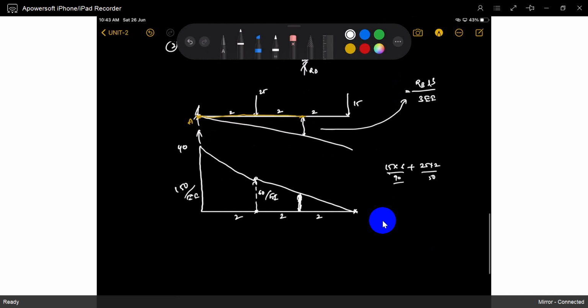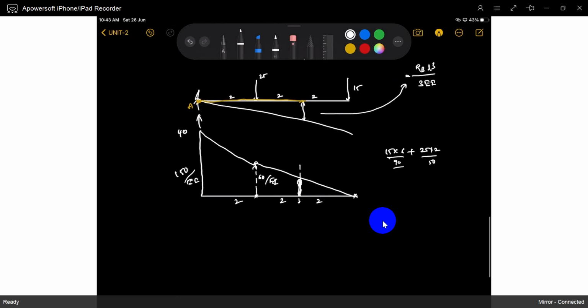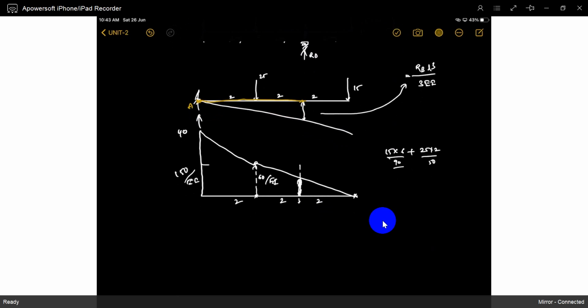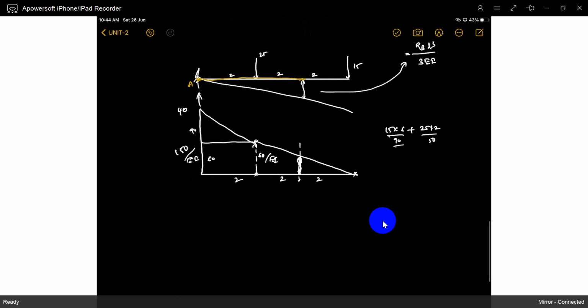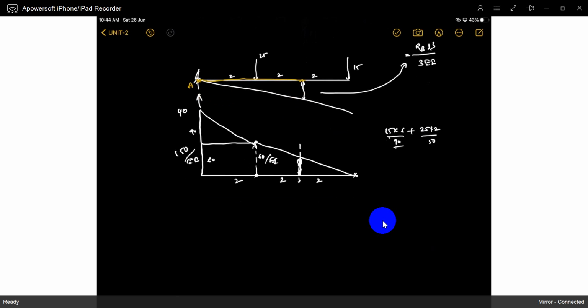So write down the moment at this location. This is again 60, remaining is 150 minus 60, so total is 90. 60, 90. So that's it now. That's it. So write down. 1 minute.